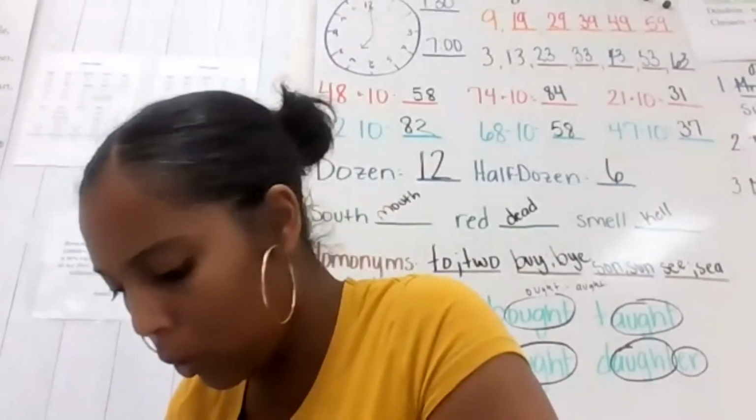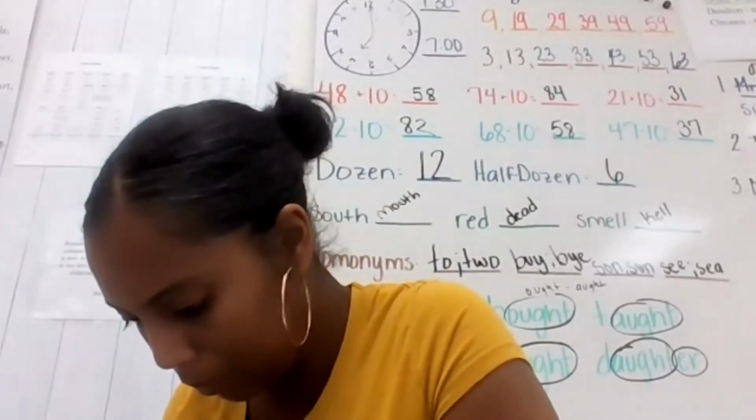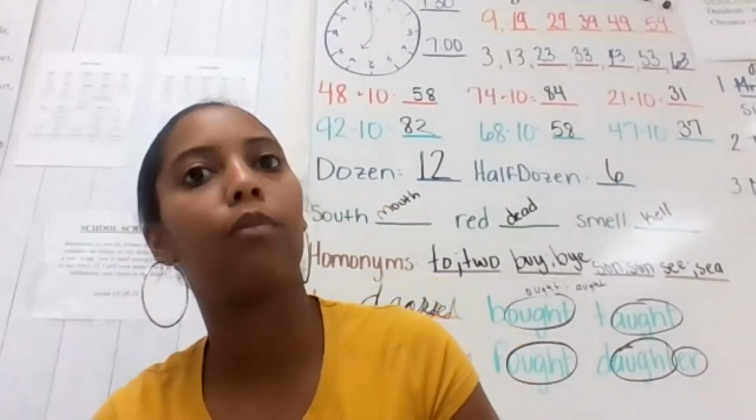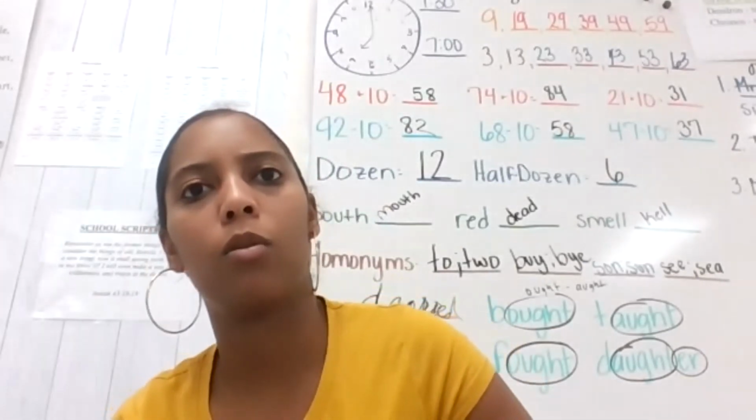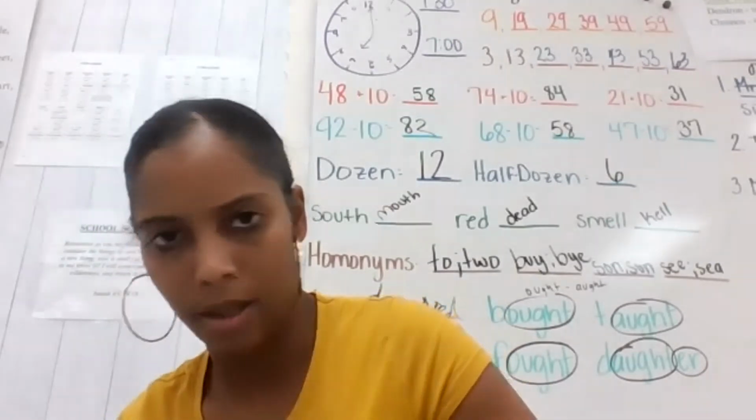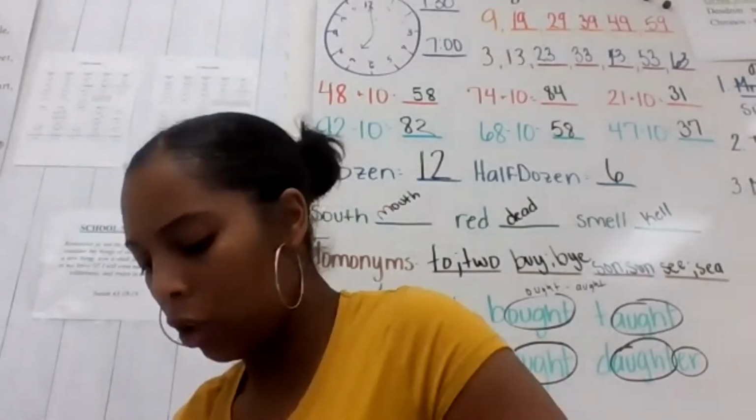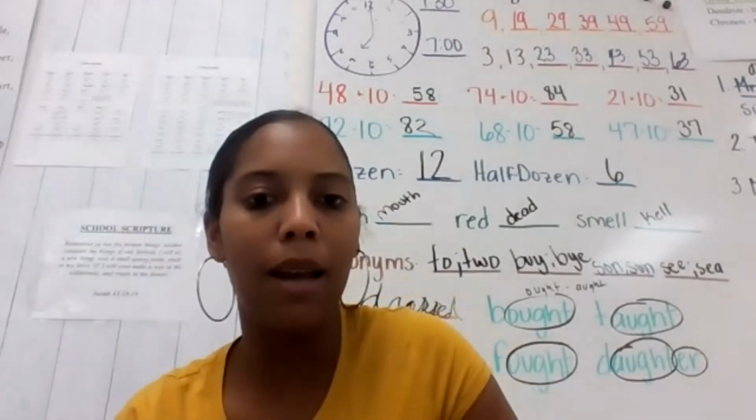Well, let's go over verbs real quick. What is a verb? A verb is a word that does an action. One more time. What is a verb? A verb is a word that does an action. So verbs are action words. Can you give me some examples of some actions?